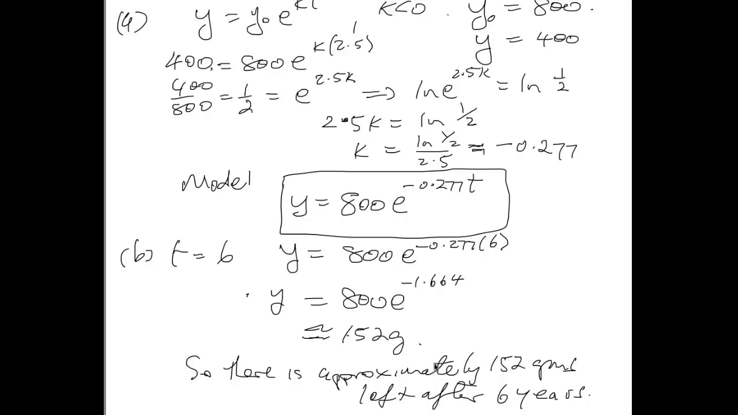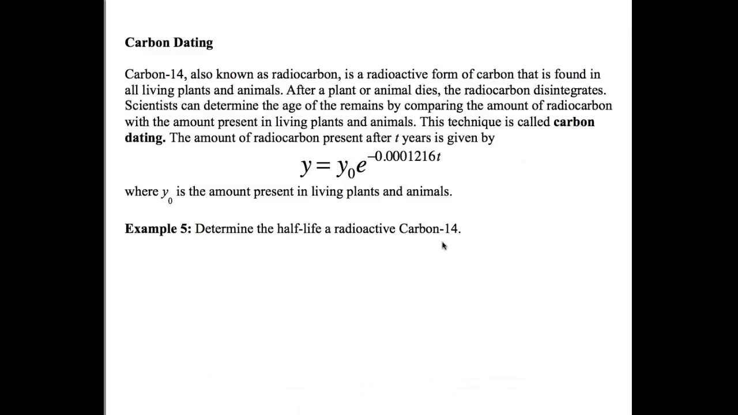All right. Now, an important application of this is what's called carbon dating. Carbon-14 is known as a radioactive substance. It's called radiocarbon. And it's found in all living plants and animals. Now, when they die, of course, the radiocarbon disintegrates or decays down to carbon-12. So scientists can determine the age of the remains by comparing the amount of radiocarbon with the amount present in living plants and animals. And this technique is called carbon dating.